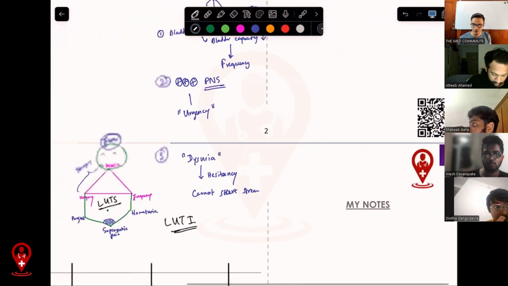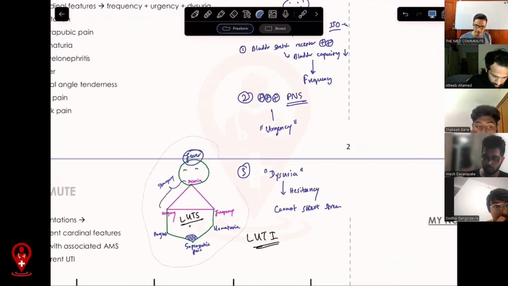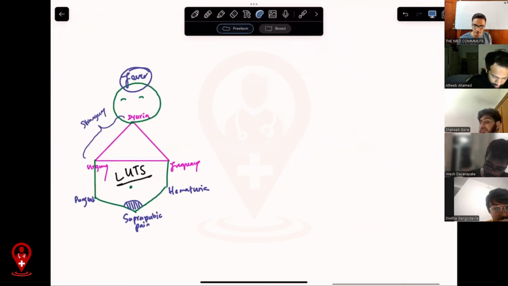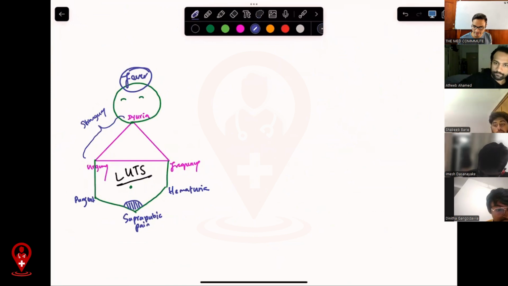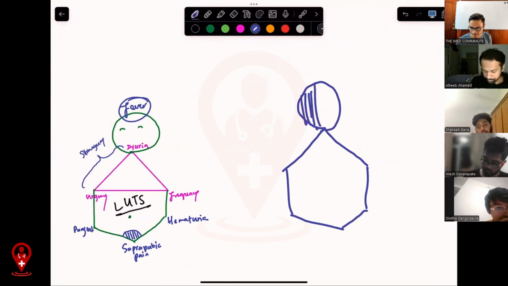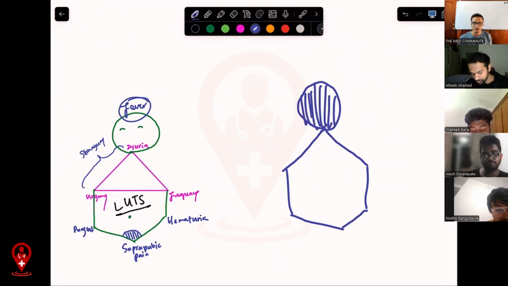Let me draw it somewhere here. We'll draw the same man, guys, the same Mr. Somapala, and we'll turn him around. What do I mean by turn him around? I will draw the same thing, something like this, but now this is the back of his head. We are turning him around. This is the back of the patient.